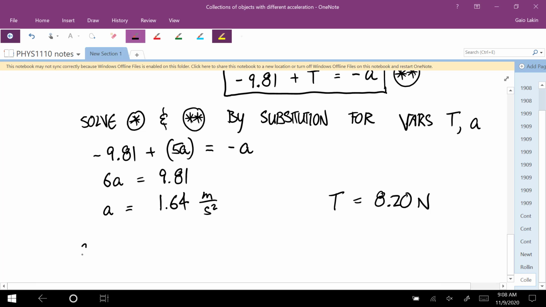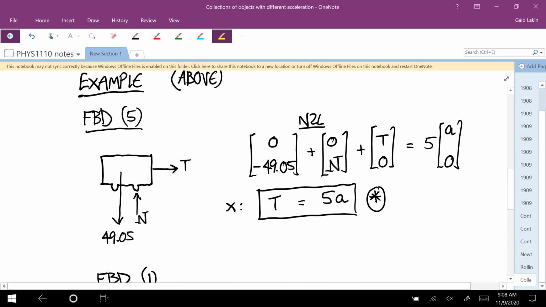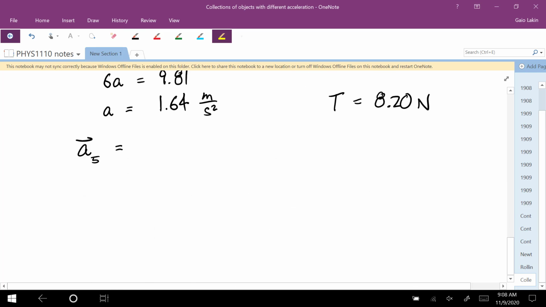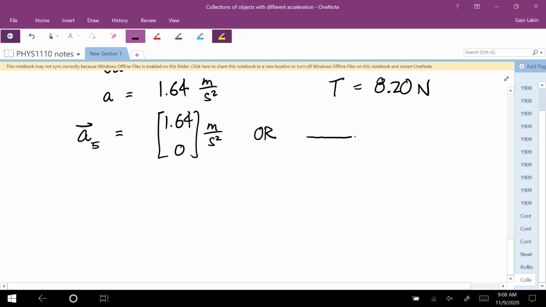And the acceleration, if you want to know the acceleration vector of the 5 kilogram cart, plug this value of 1.64 back into your acceleration vector here. And you get an acceleration vector of the 5 kilogram cart of 1.64, 0. Or another way to write it would be in that direction, 1.64 meters per second squared.